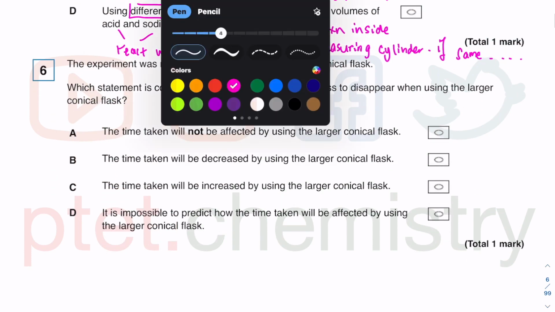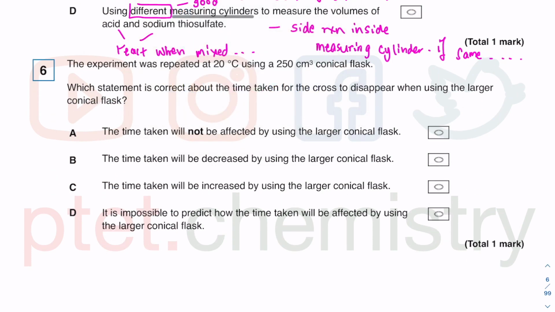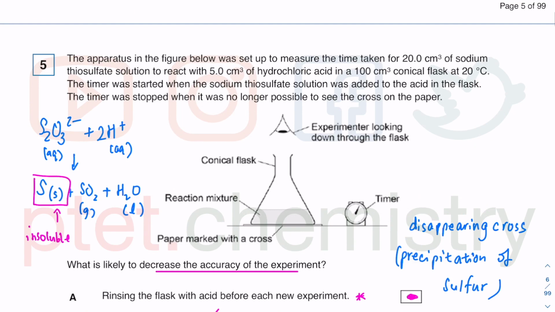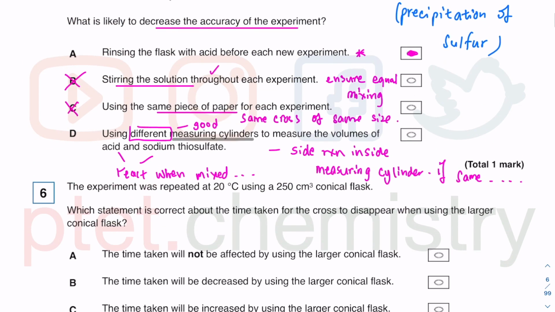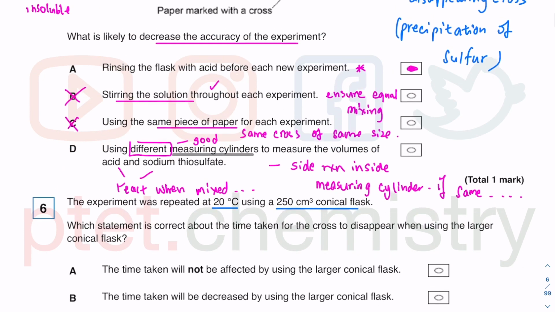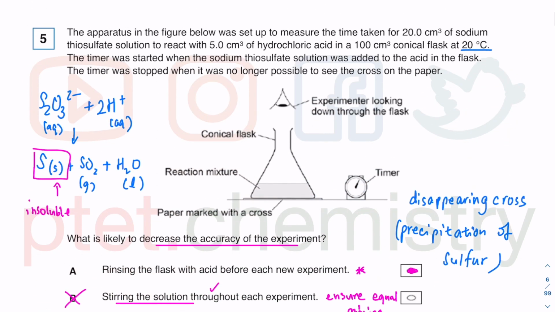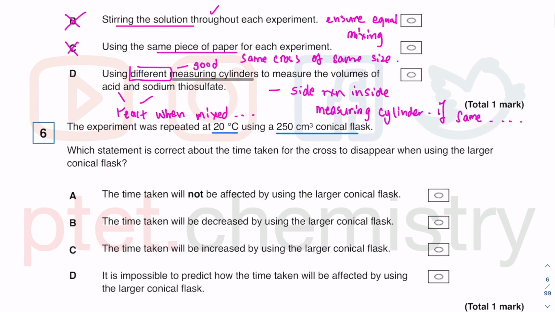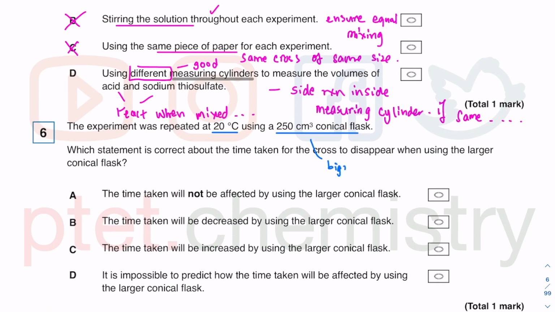Question number 6. Now you repeat this experiment. Just now you did it at 20 degrees Celsius. Here you also did it at 20 degrees Celsius. Just now you used a 100 cm3 conical flask, now you use a 250 cm3 conical flask. So this one is a bigger conical flask. If you use a bigger conical flask, it has a bigger base. So the base at the bottom is bigger.